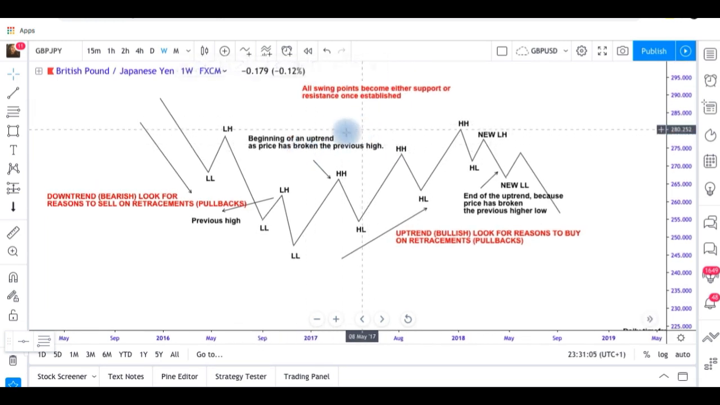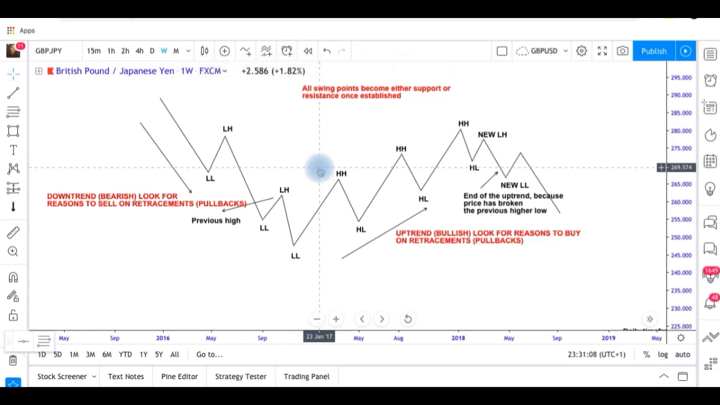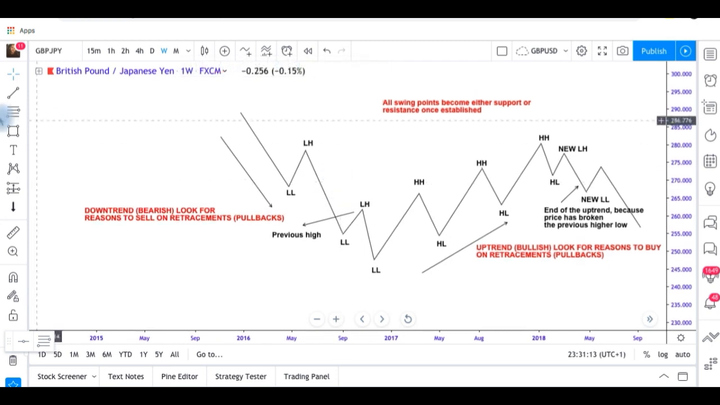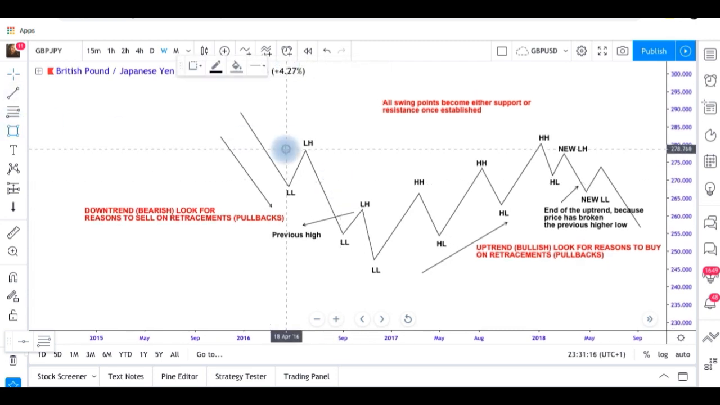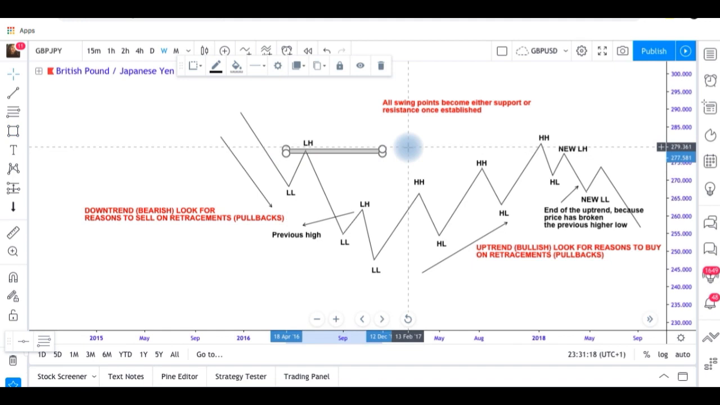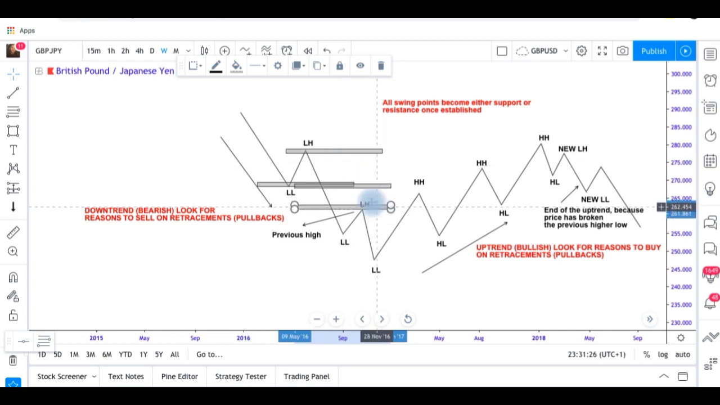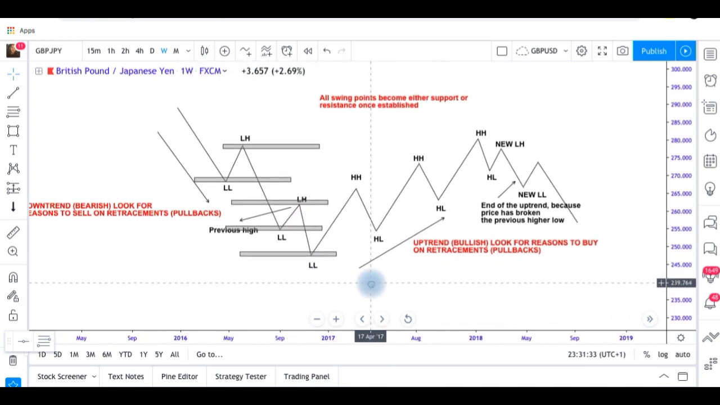Okay, so let me just clean this up a little bit. So what happens is these points here become, this is now resistance, support, resistance, support, and then we've got obviously another support here, and these become support and resistance, supply and demand levels within the market, which we'll cover in another video.